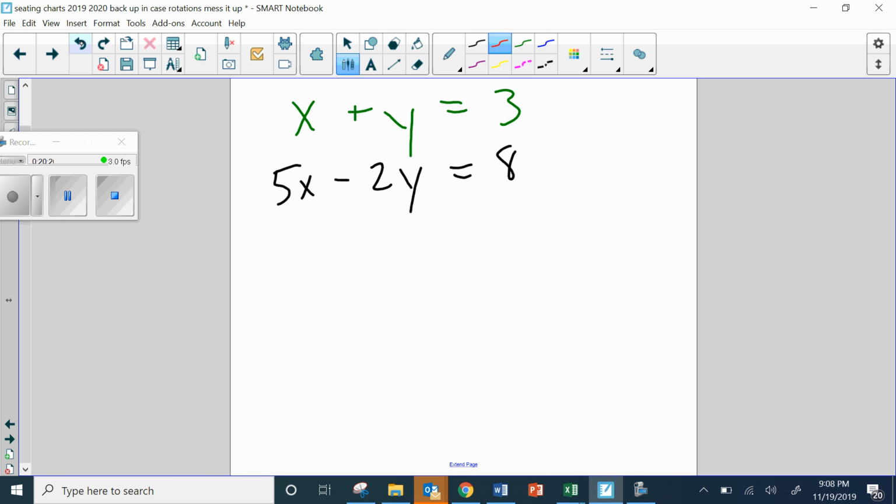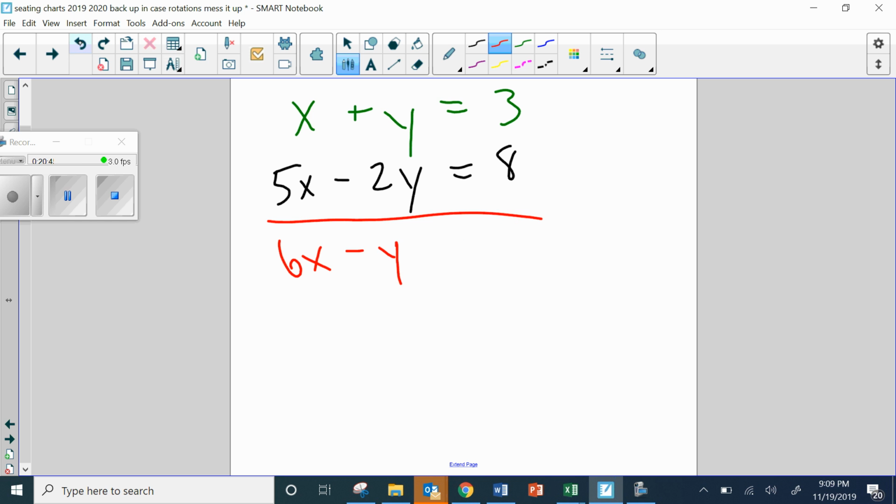If I add them vertically right now, though, nothing cancels out. I would still have a y. I would actually have a negative y, and a 6x. So I would get 6x subtract y equals 11. Nothing cancels out, so that does me absolutely no good.